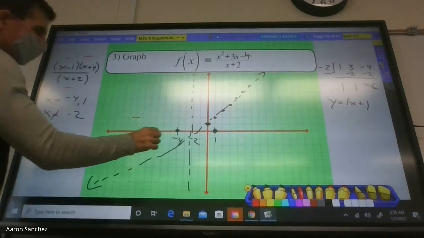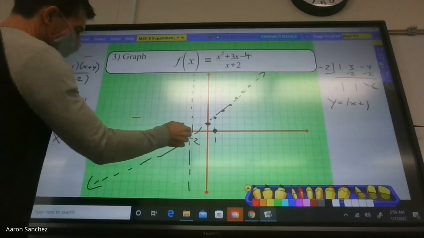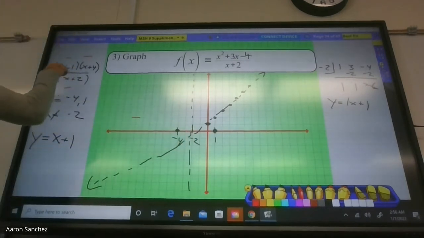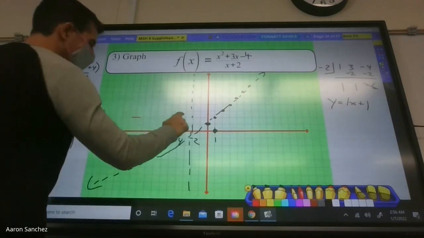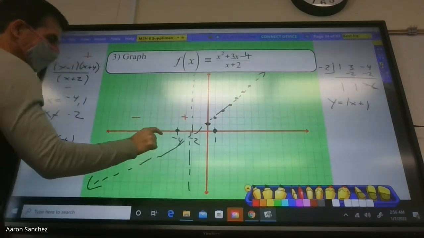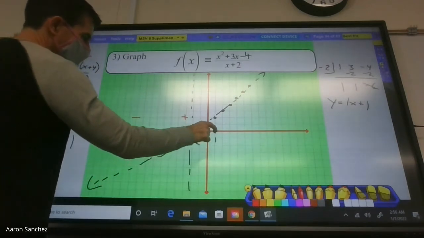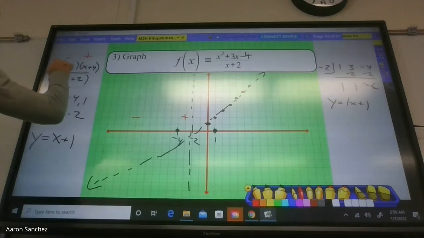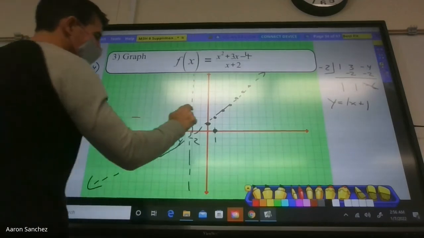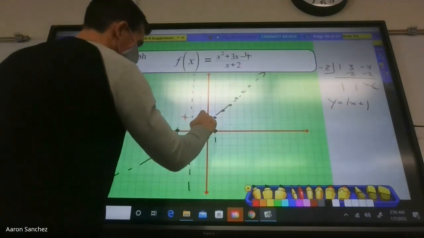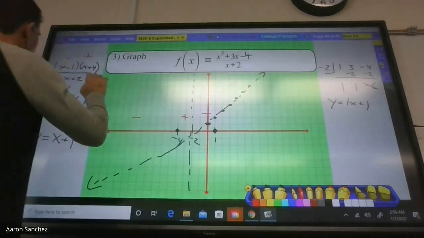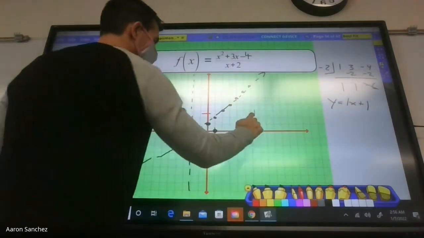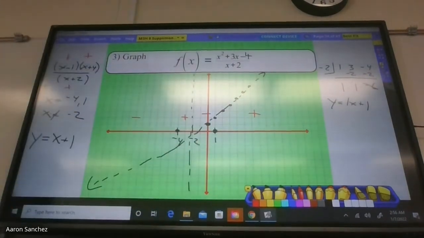Okay, we have -2 and 4. Let's do -3, -3, -3, -3: negative, positive, negative, two positives. So we have a positive here. And then between -2 and 1, we got 0. Negative, positive, positive. So I got a negative between here and here. And then let's do a million. Everything's going to be positive. So I got everything positive. Can you guys see my positives and negatives?